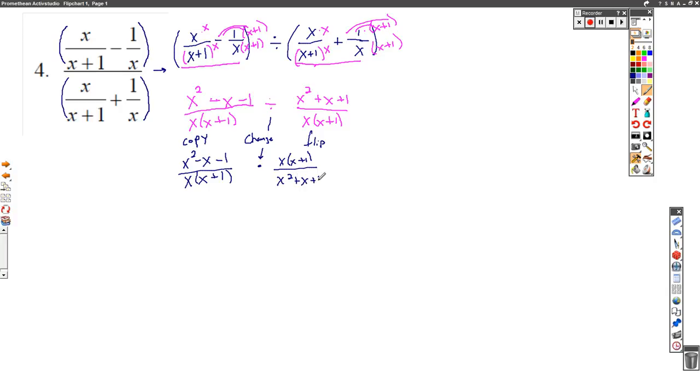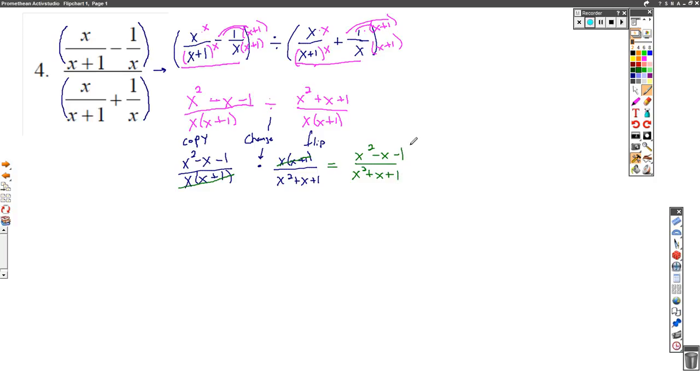x plus 1. Okay, now what we would do is look for anything that's common on the top and the bottom. Notice that this is the same as this, so they're going to turn into 1, so we're just going to cross them out. And then we're going to just bring the top over, which is x squared minus x minus 1 over x squared plus x plus 1.